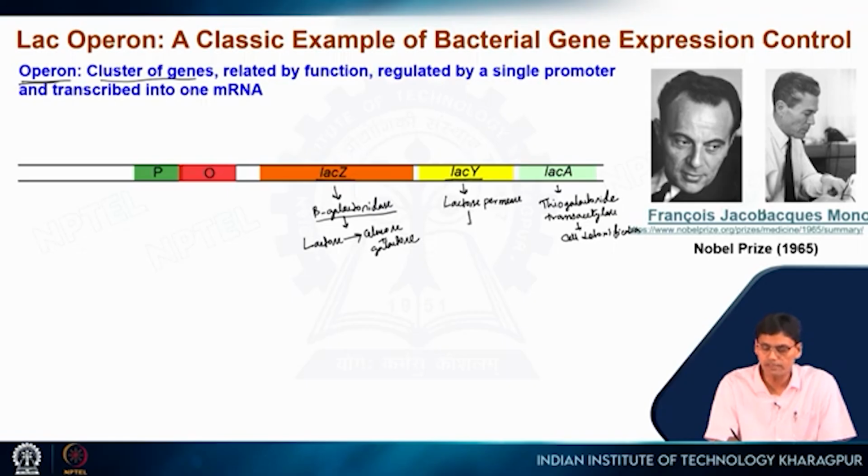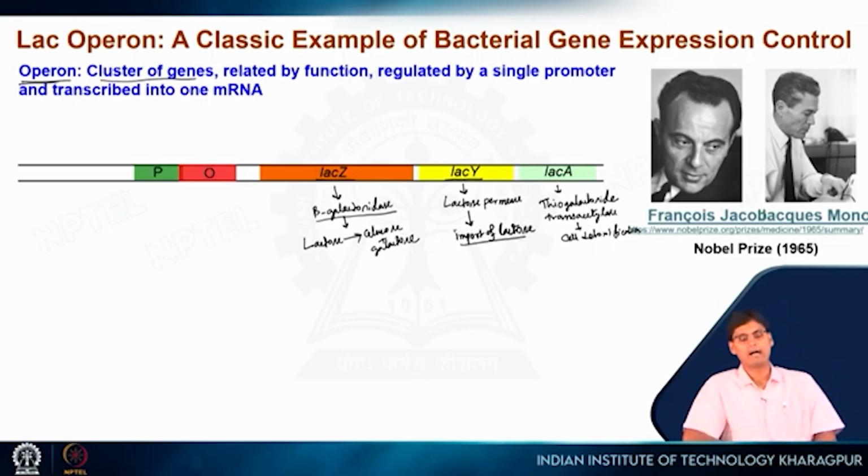And lactose permease will help to bring lactose from outside the cell to inside the cell. That is why the name is lactose permease. So it will bring the lactose molecule inside the cell. We are talking about a bacterial cell here, particularly you may consider an E. coli cell. So, import of lactose.